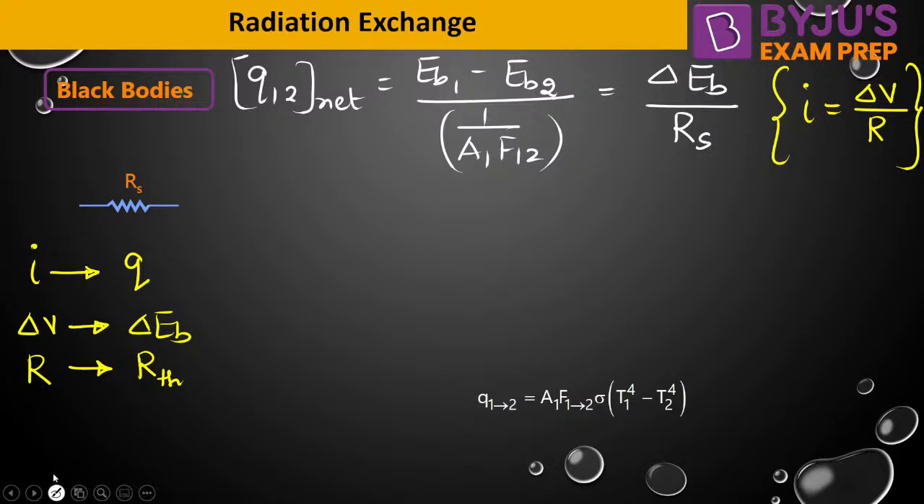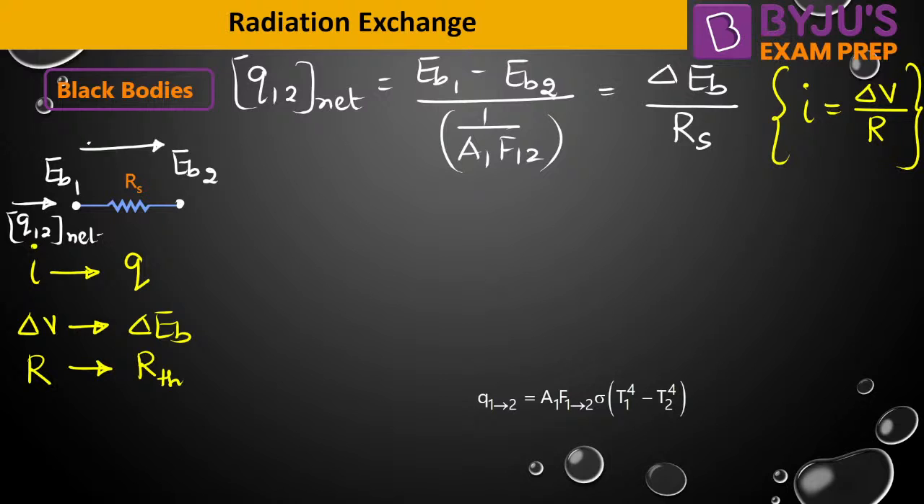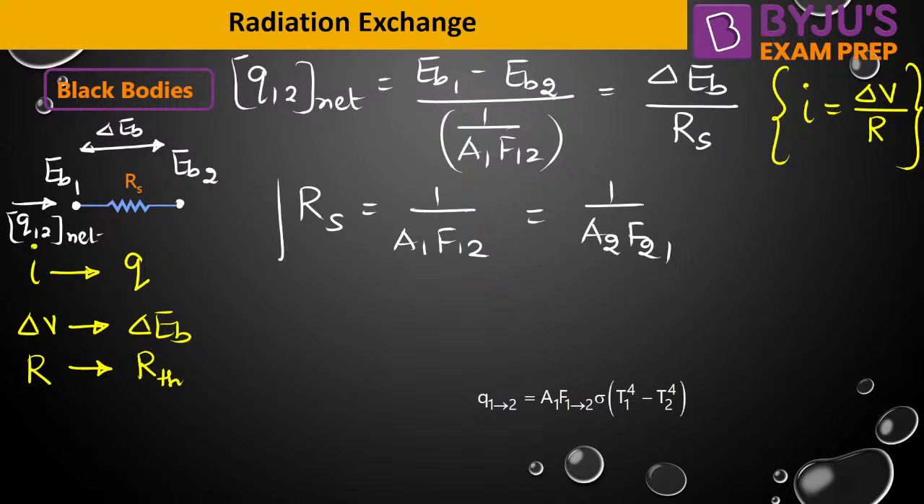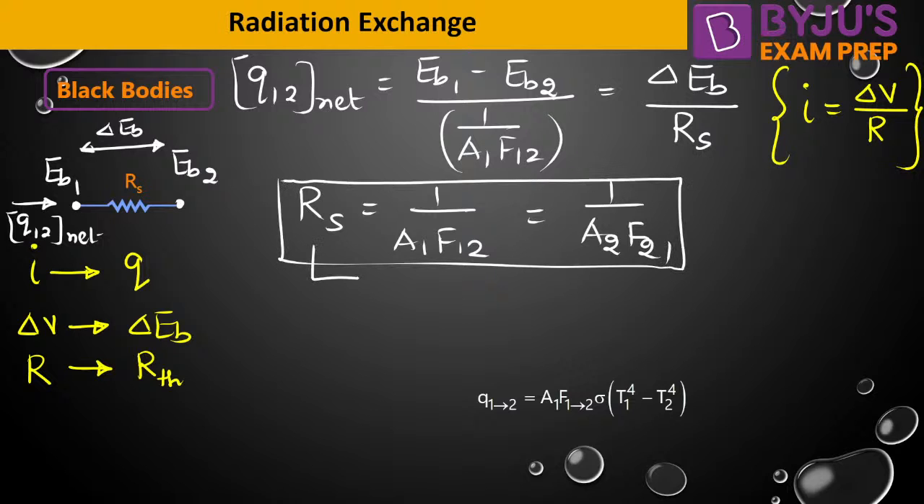So if we draw the simple circuit diagram, this point represents EB1, this point represents EB2, and there is a heat transfer Q1 to 2 net between 1 and 2, and the potential difference is delta EB. And the space resistance between 1 and 2 is either 1 upon A1 F1 to 2, or we can write it as 1 upon A2 F2 to 1. That is called the space resistance between 1 and 2.